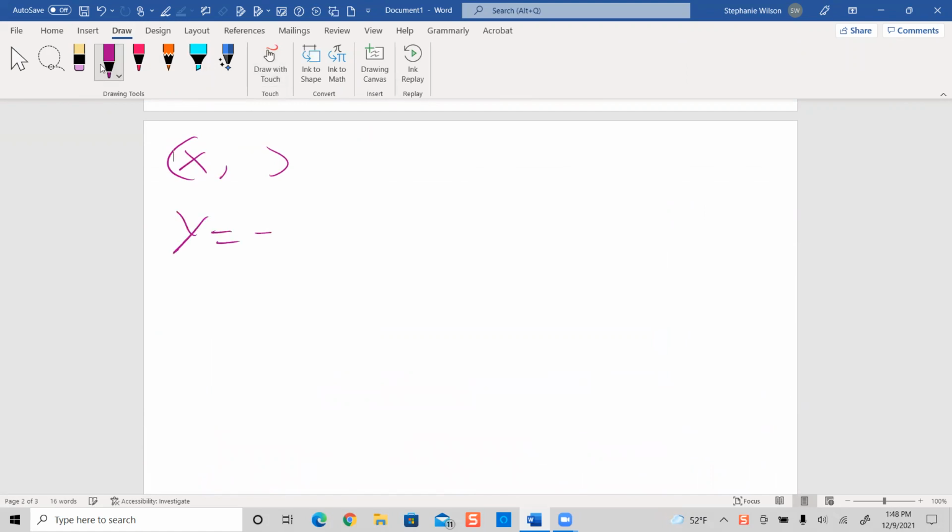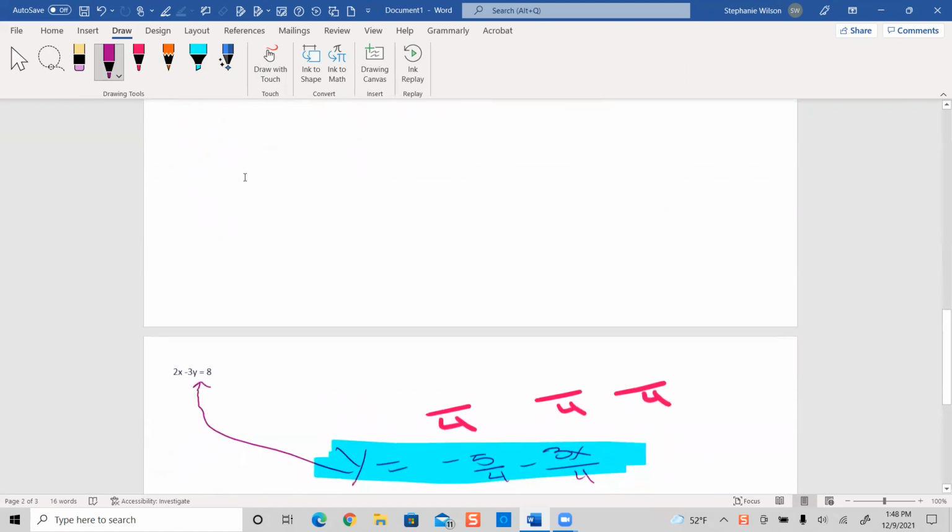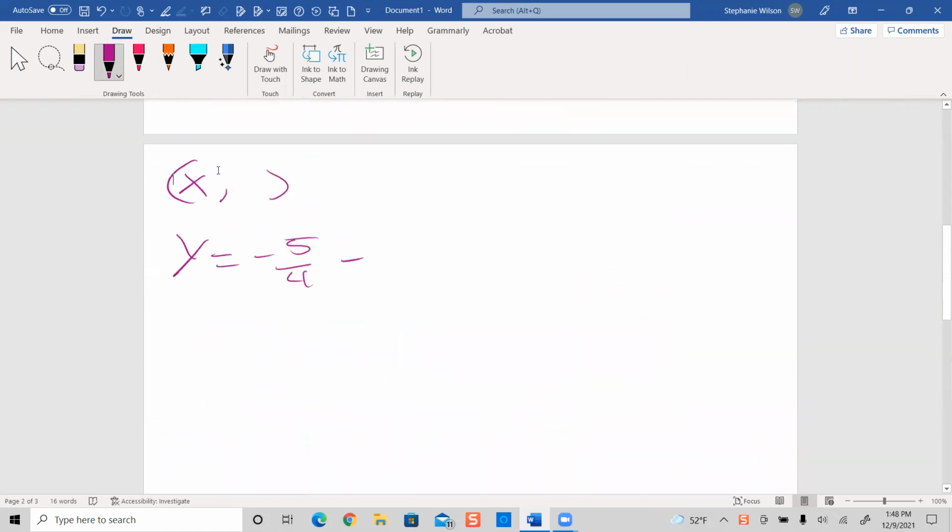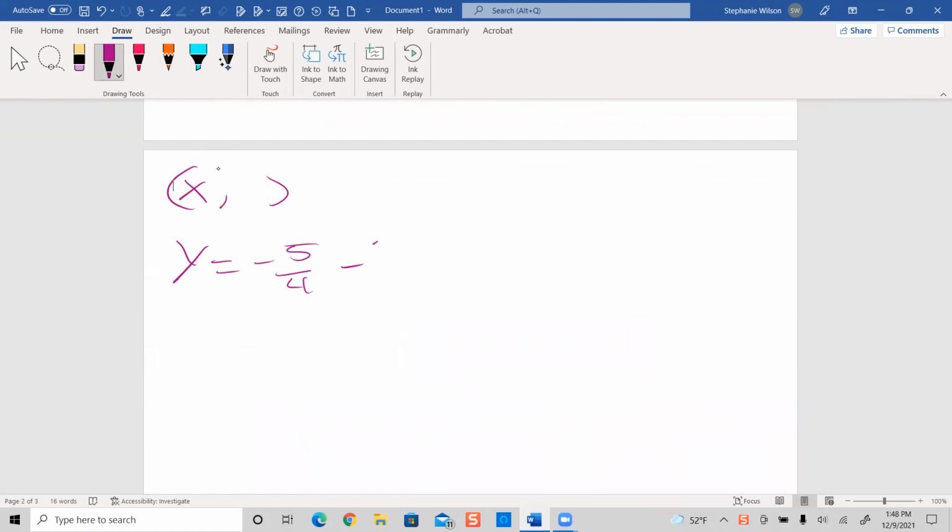So y equals, double check, make sure I write it right. -5 fourths minus 3x fourths. And I'm going to put a parentheses where x goes, and I'm going to plug in my value for it. All right, so now I got -5 minus 3 times 1, which is -3 all over 4. -5 minus 3, well, that's the same as saying I am in the whole $5. I spend 3 more, so I'm in the whole 8.